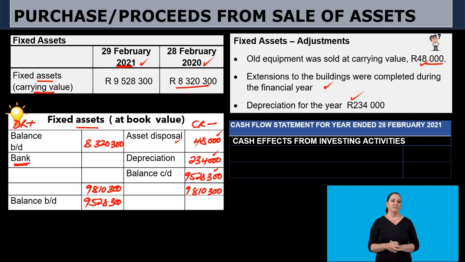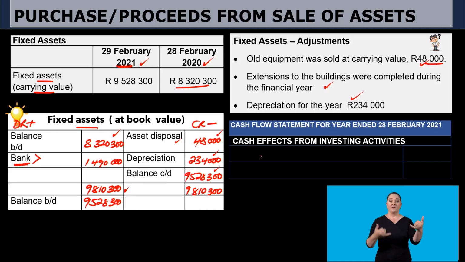9,810,300. Then you now say, from this figure, subtract 8,320,300. 8,320,300. How much do you end up with? 1,490,000. That becomes your bank amount.